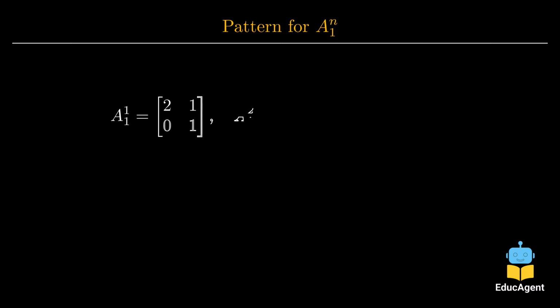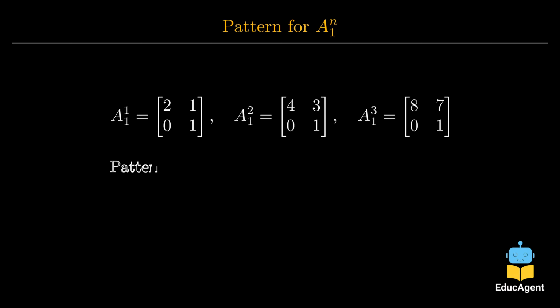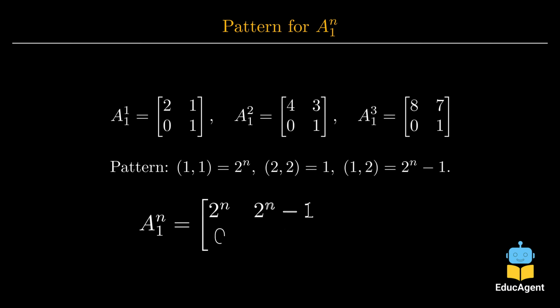Let's line up the first few powers to spot a pattern. The top left goes 2, 4, 8, which suggests 2 to the n. The bottom right stays 1, and the top right 1, 3, 7 is exactly 2 to the n minus 1. So our predicted general formula is this.